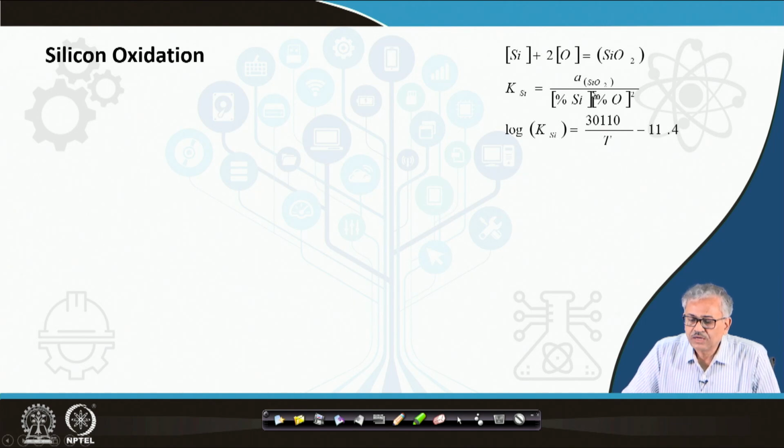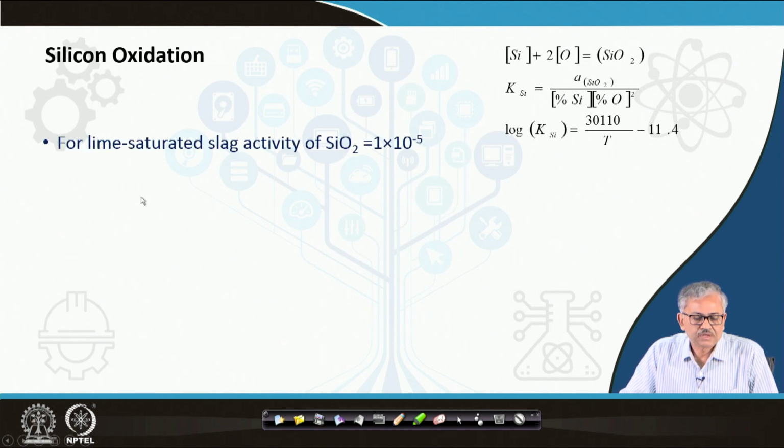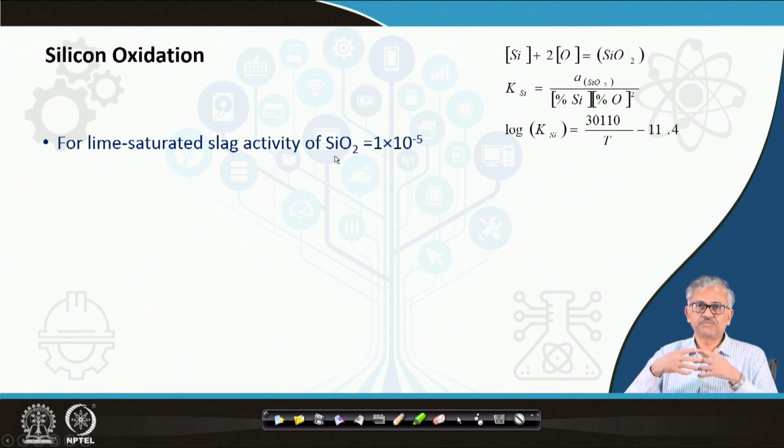So considering Henry's law as valid, the activity of the impurities on the Henrian scale can be written in terms of the weight percent of impurities. That is what we have done. The equilibrium coefficient of silicon in terms of temperature can be given by this correlation, and then we can simply calculate. For lime saturated slag, the activity of SiO2 has been found to be very small, because it combines with calcium forming very strong compounds like dicalcium silicate and tricalcium silicate.